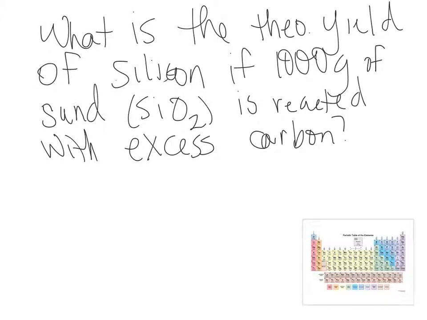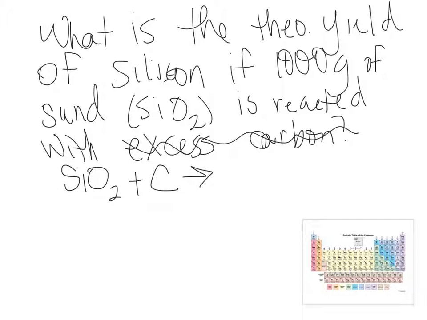Problem: we're going to find the theoretical yield of silicon if 100 grams of sand, or silicon dioxide, is reacted with excess carbon. That excess carbon means that we've got plenty of it, and that's just extra information, so we can cross it out. So let's look at our reaction here. We're going to have sand plus some carbon. We're going to end up with silicon and carbon monoxide. In order to balance, throw our coefficients out in front.